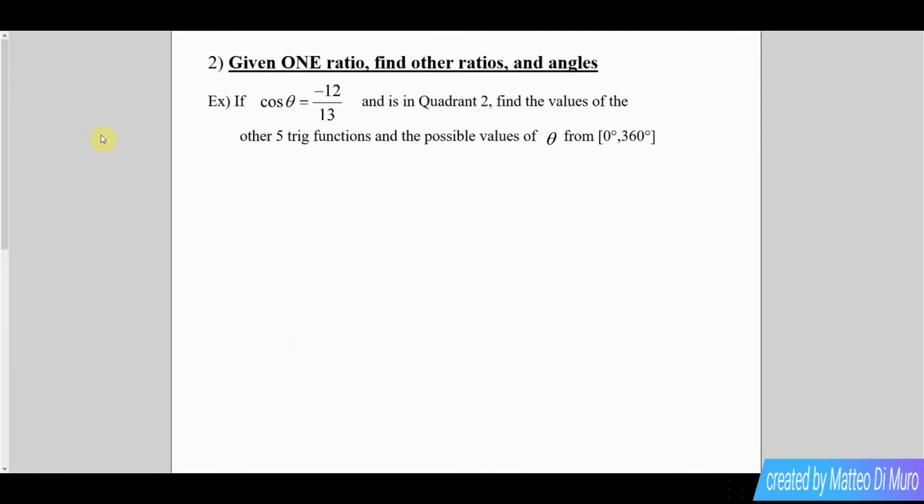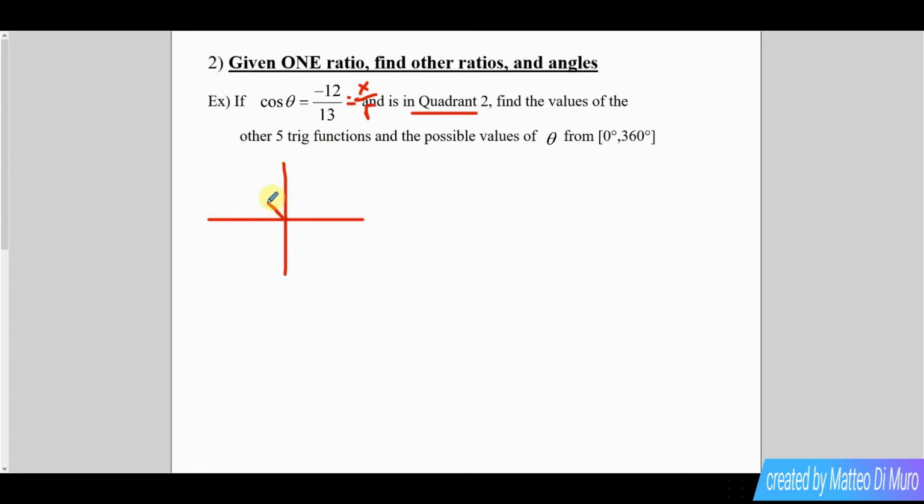Okay, next question is where I give you one ratio and ask you to find other ratios or perhaps some angles. And this is where it really starts to get fun. Advice, draw a picture. So if they say cos theta is -12 over 13, just a reminder, the formula for cos theta is x over r. So that's telling me my x value must be negative. My r value is always going to be positive. Here they're telling me I'm in quadrant 2, so that actually helps me out a bit, because x is negative either in quadrant 2 or quadrant 3.